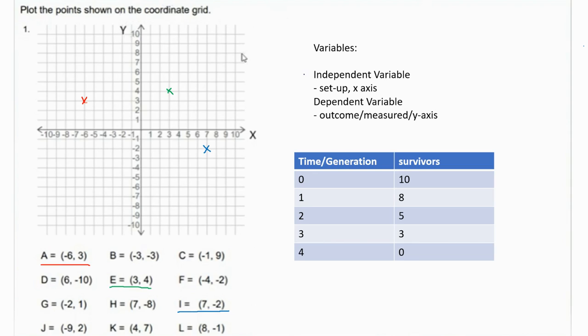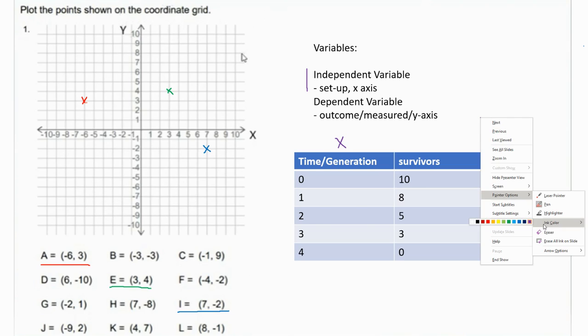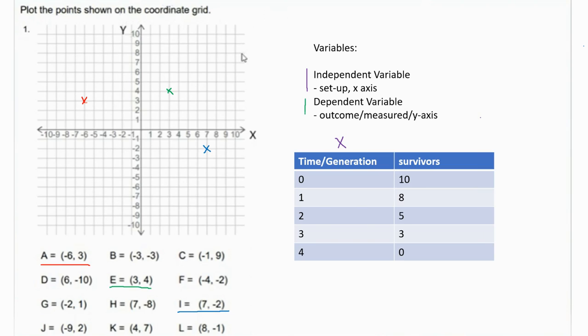Time and generation, that would be your independent variable, right? Because time just passes without you having anything to do with that. So this would be your x-axis, versus the survivors part, which would be graphed on the y-axis. So if you had to write these things like this, that first point would be 0, comma 10. So this would be where the first point would be.